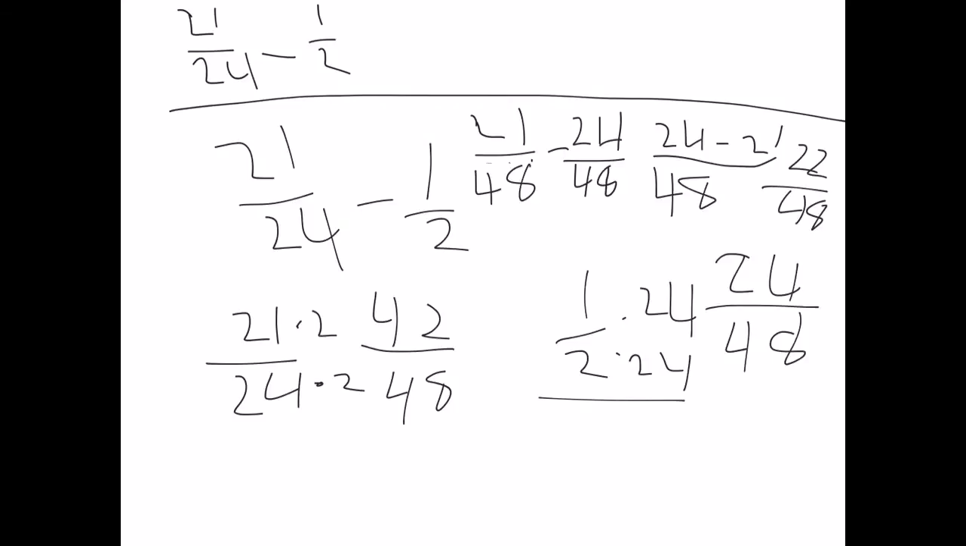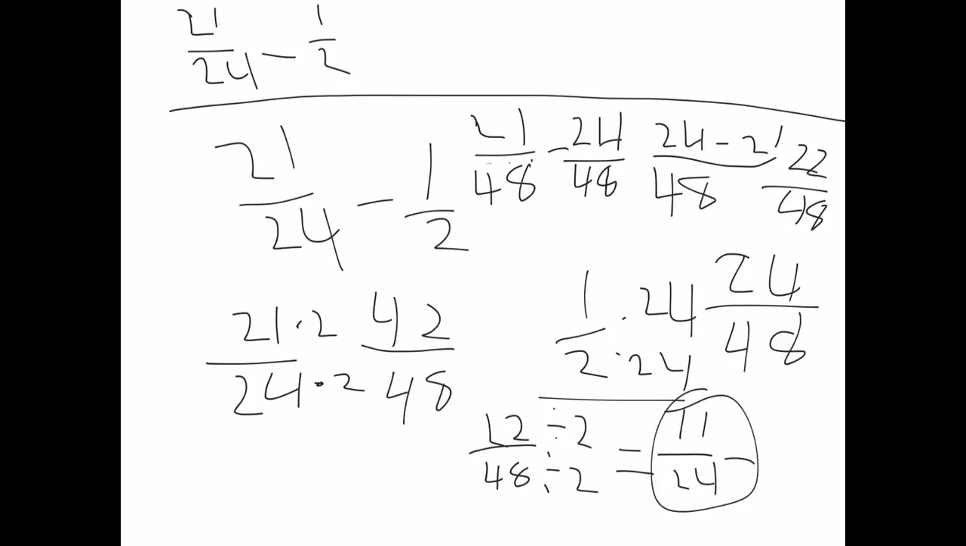Now, you can simplify that, and you can make it 22 divided by 2, 48 divided by 2, and that is 11 over 48 divided by 2 is 24. And that's your answer. 11 over 24.